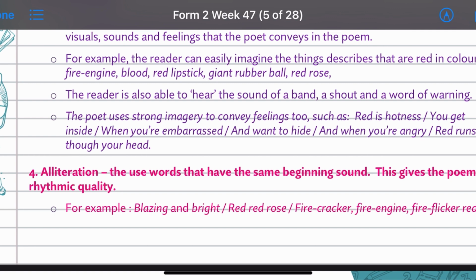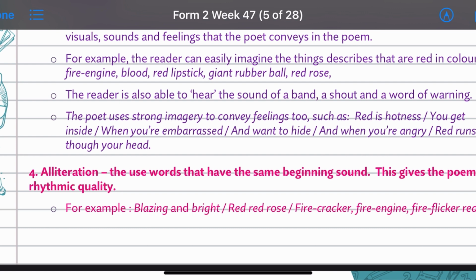Okay. Number 4, alliteration. What's an alliteration? It's the use of words that have the same beginning sound. Okay, this is not very important. It's rarely or never asked in exam, but I'll just give you some example lah. Alliteration ni perkataan yang ada bunyi awal yang sama. Okay, so macam ada nada yang cantik sikit lah pada sajak tu.